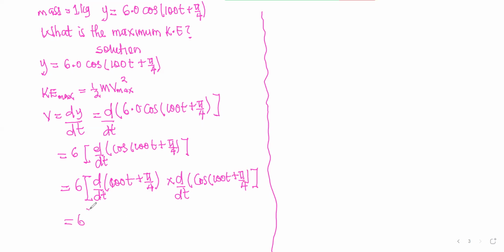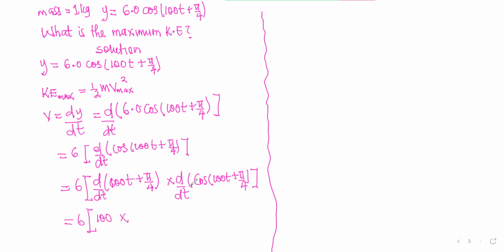Okay, so the differential of this would be equal to 100. When you differentiate 100t, the result will be 100. The differential of power over 4 is 0 because it's a constant. It has no t, the letter t. So it is a constant. A differential of a constant is 0.